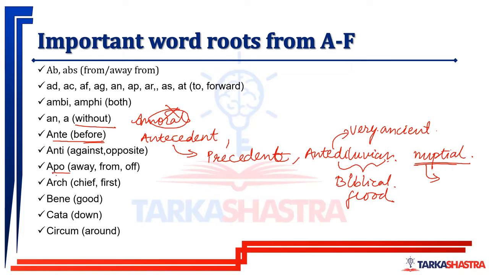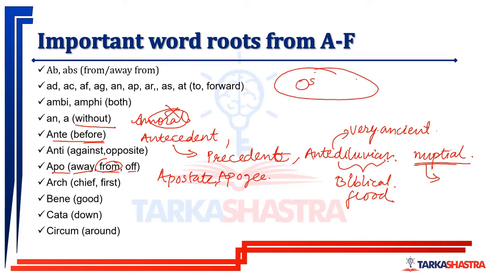Apo. Now apo means away from or off. Apostate: someone who stands away, or basically remains away from faith. Okay, that is apostate. Next, apogee. Apogee is the farthest point of Earth's revolution around the sun. Okay, this is the farthest point, not this one.